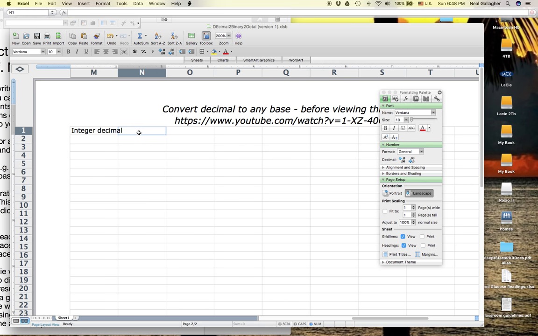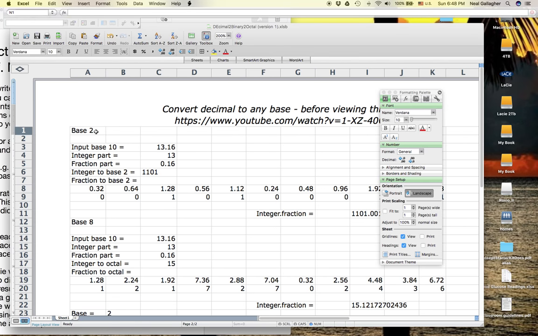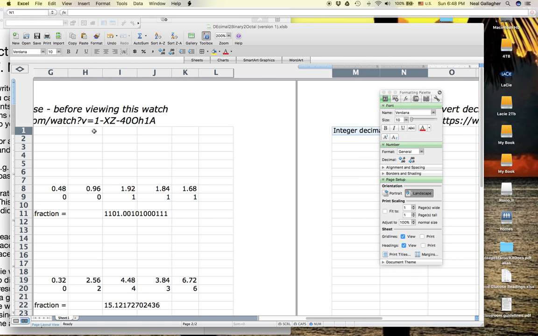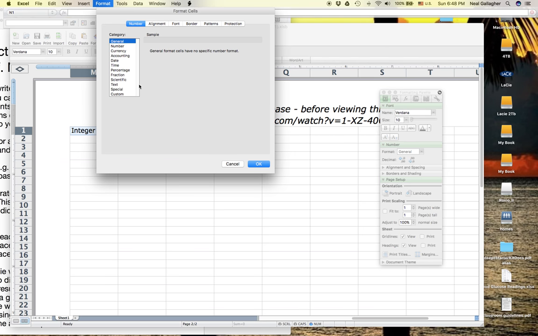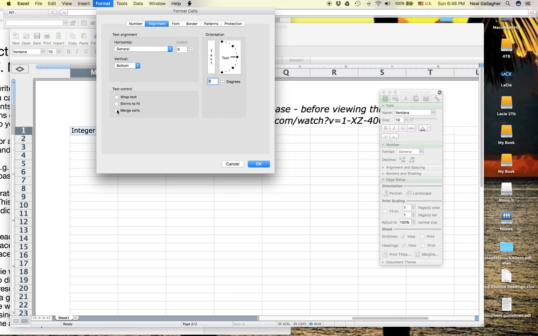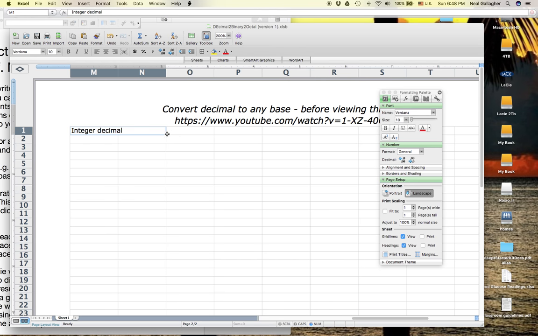So here's what I'm going to do. I'm going to merge these two blocks. I hate it when that happens. Okay, there. I go to Format, Cells, Alignment, Merge Cells, okay, and that merges them.